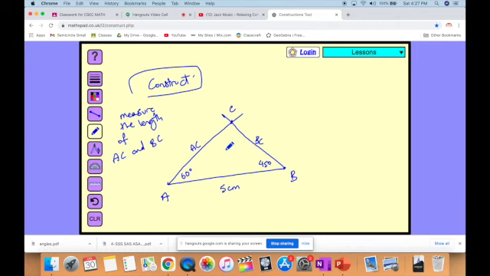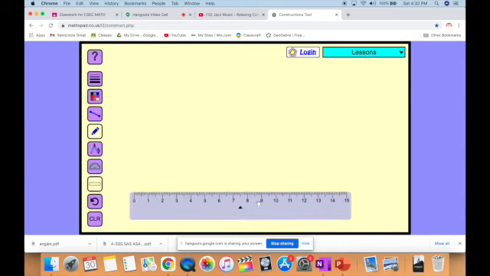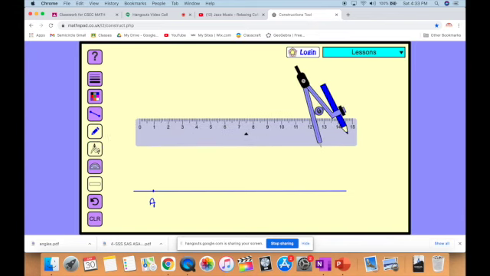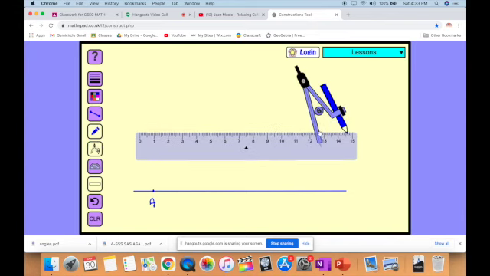So I'm gonna give you guys 10 minutes to do this. First thing is I have to construct a line 5 centimeters, right? So I'll draw a line longer than 5. I'll mark a point A. I'll open my compass.